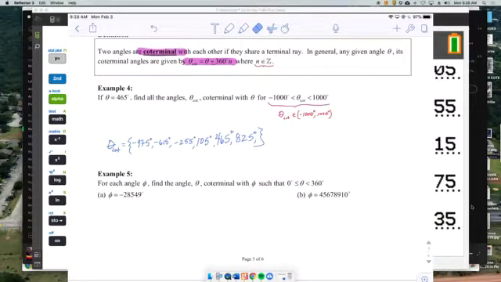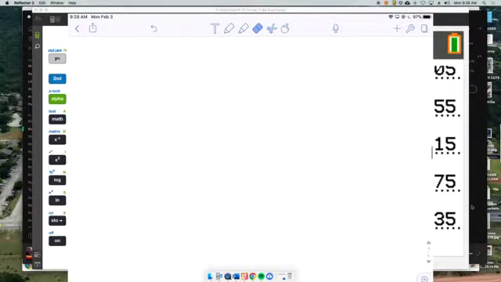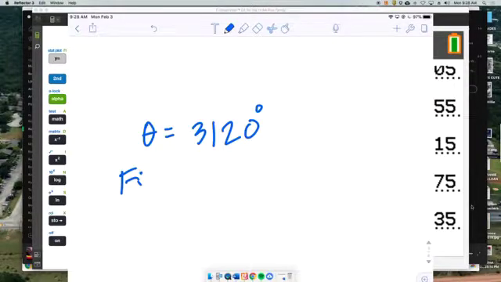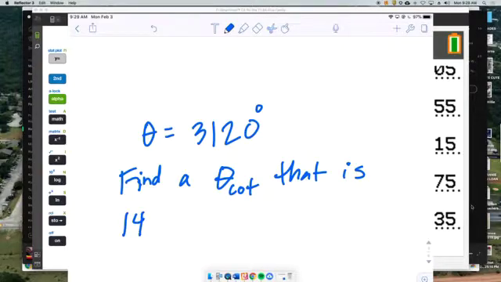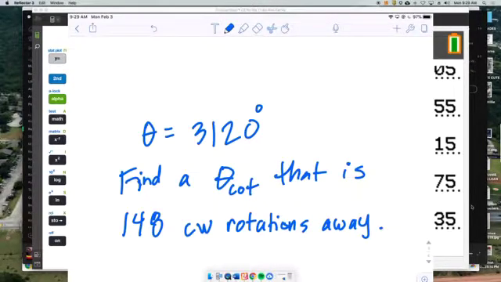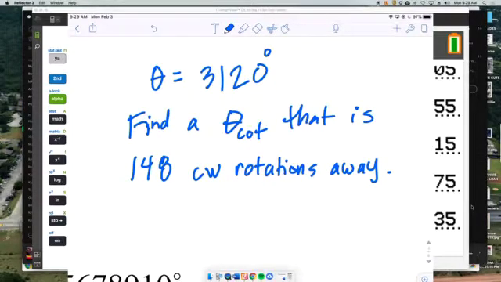Pretty easy, right? All right, let's do this one on your own. If I start you with theta equals, let's see, what was the final score yesterday? 31 to 20. Okay, let's do 3120 degrees. I want you to find a theta coterminal that is 148 clockwise rotations away from this one. Go. Find a coterminal angle to this one that is 148 clockwise rotations away. Now this one you might want to write on your paper first.